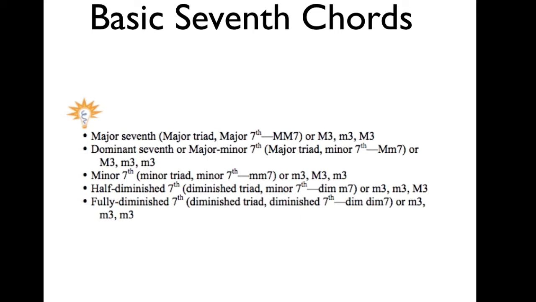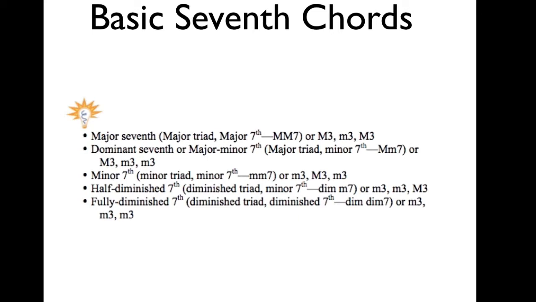It consists of a major triad plus a minor 7th. It's abbreviated capital M, lowercase m, 7. And it consists of a major third, a minor third, and a minor third stacked above each other.